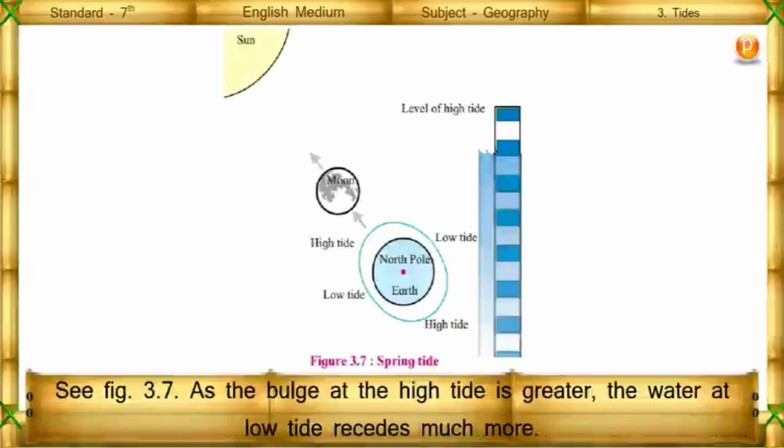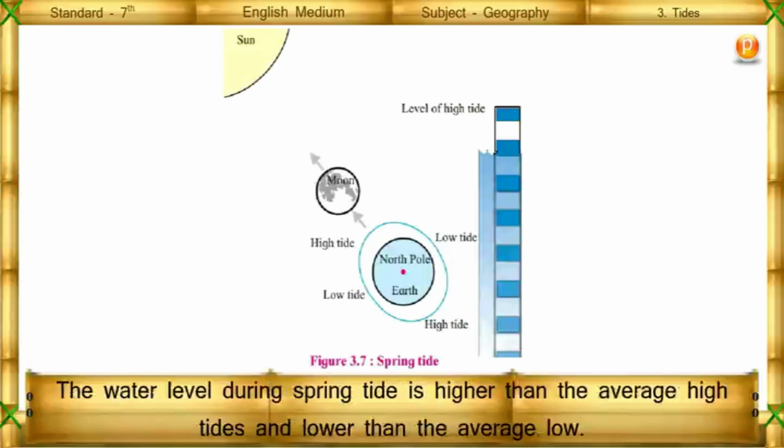As the bulge at the high tide is greater, the water at low tide recedes much more. The water level during spring tide is higher than the average high tides and lower than the average low tides.